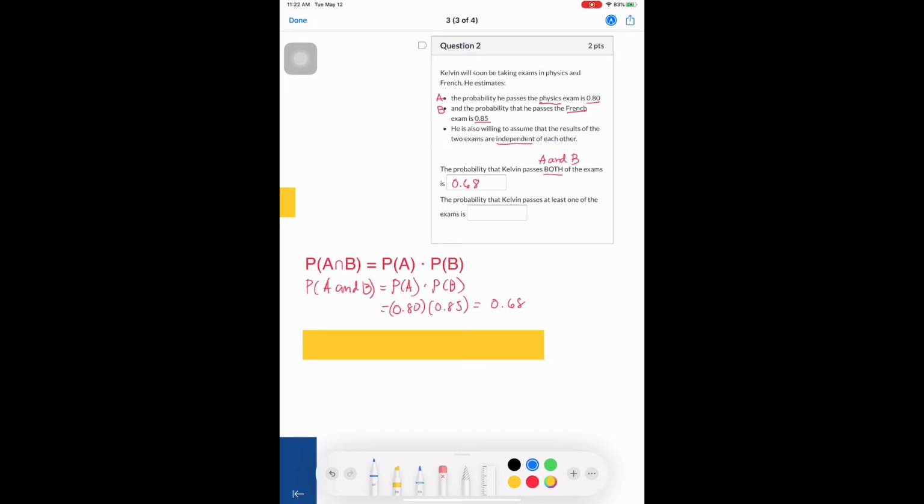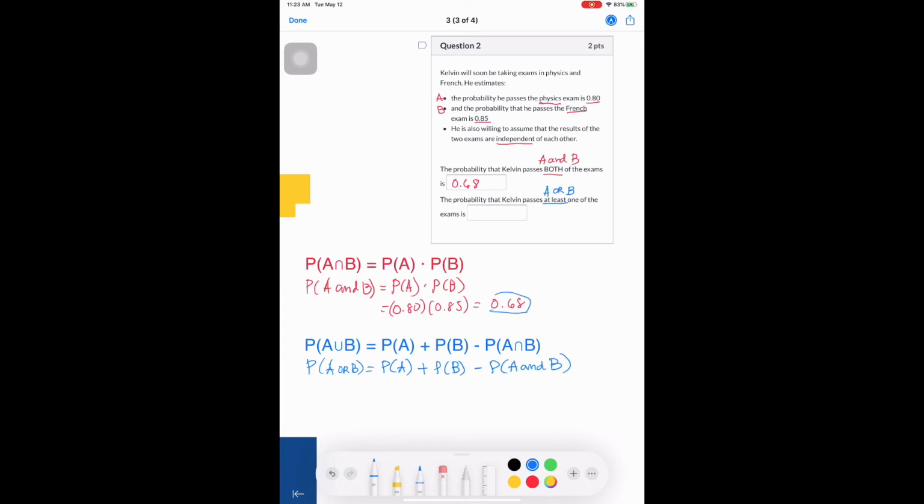The second question, we're asked to find the probability that Kelvin passes at least one of the exams, meaning passing the physics exam or the French exam. In this case, we can use the addition rule. The probability of A or B is equal to the probability of A plus the probability of B minus the probability of A and B. So we need the value 0.68 for this problem.